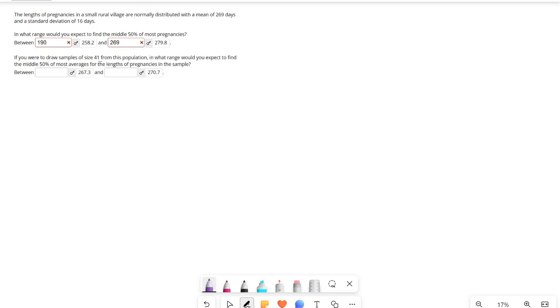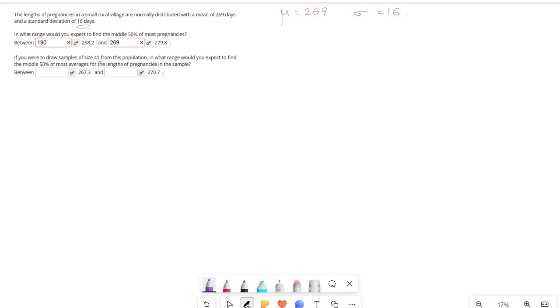Okay, my dear students, let us do this problem with the help of GeoGebra. The lengths of pregnancies in a small rural village are normally distributed with mean 269, so mu is equal to 269. The standard deviation is given as sigma, which is equal to 16 days. Now, in what range would you expect to find the middle 50% of the pregnancies?